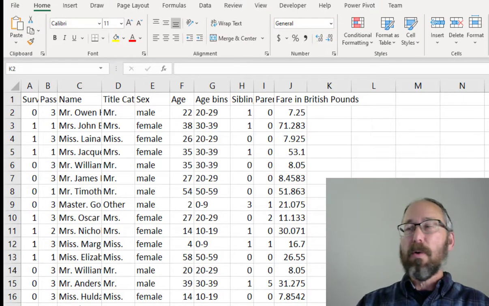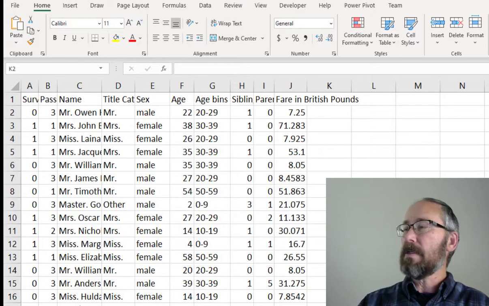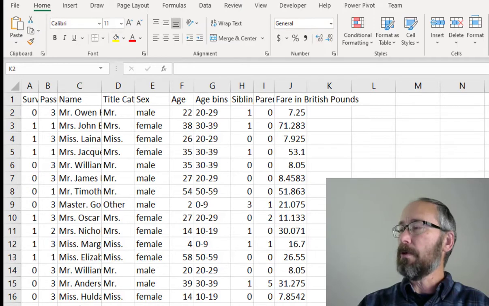In this video, we're going to look at descriptive statistics. What I have in front of us is the passenger list, or a subset of the passenger list from the Titanic, with some fields that we've added in previous videos. You can look at those. We won't be working with any of those. We'll actually be working with the fare in British pounds for this video.